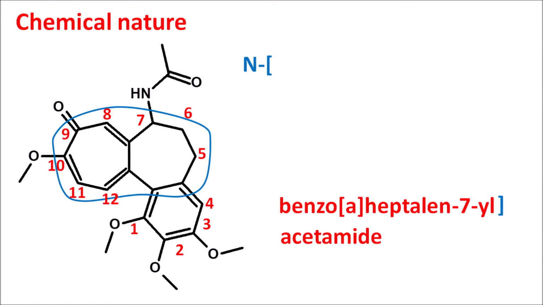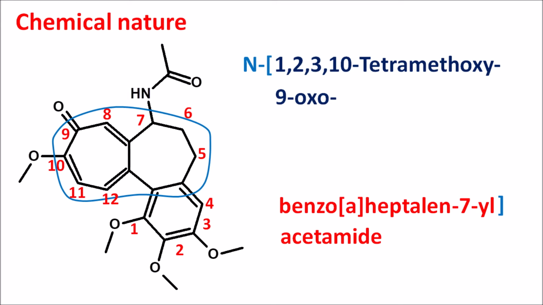Now we can identify the side chains. Methoxy groups are present at first position, second position, third position, as well as 10th position, so we can write this as 1, 2, 3, 10 tetramethoxy. Then a keto group is present at the 9th position, 9-oxo. Saturation is present at 6th and 7th position, so 6,7-dihydro. Natural saturation is present at the 5th position, so 5H. That is the complete name of colchicine. So colchicine is a benzo-heptadiene derivative.